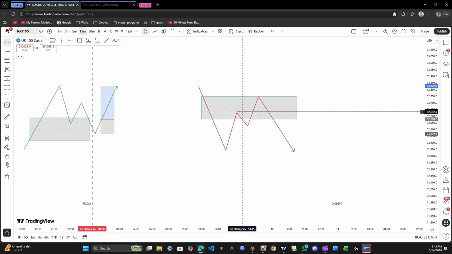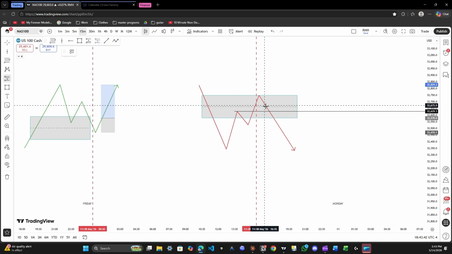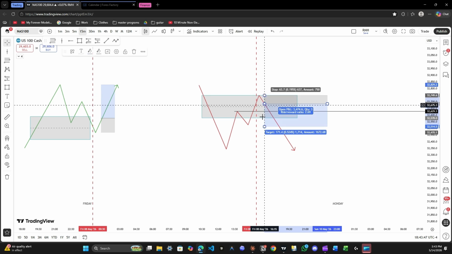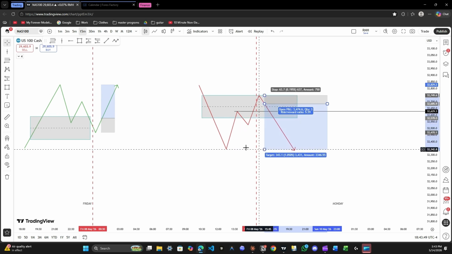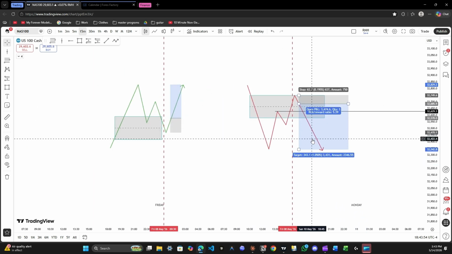sweep of liquidity, like right there. Market opens like there. Inverse fair value gap, change in the state of delivery. Put stops over there and take profit at that external low. This is how the model plays out in a bullish and a bearish scenario.